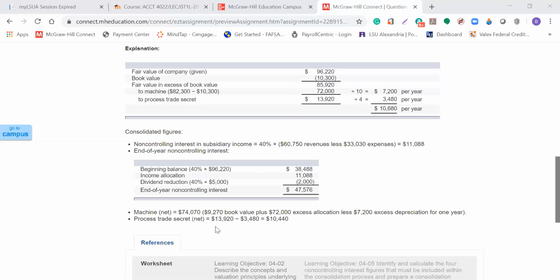And then the process trade secret is calculated as $13,920 minus the $3,480, which is $10,440.